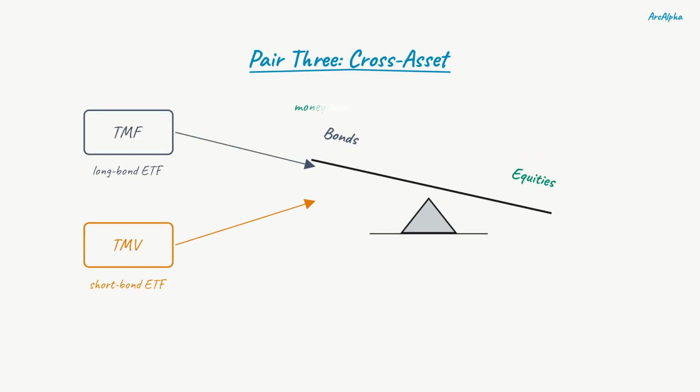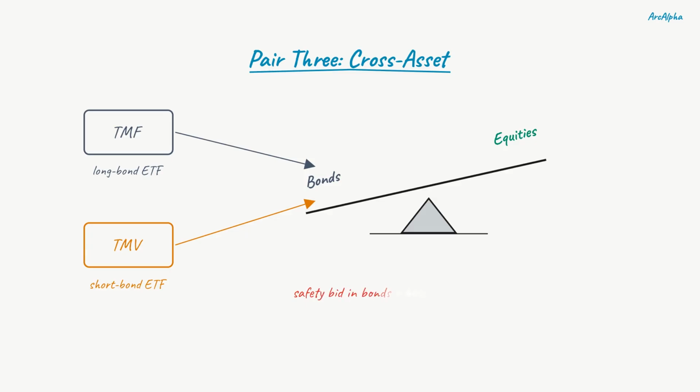Third pair, what markets outside equities are saying. First, bond regime. Bonds and equities usually trade in opposing rhythms. When money is flowing out of bonds into risk, that's typically bullish for stocks. When there's a safety bid into bonds, that's typically bearish for stocks.